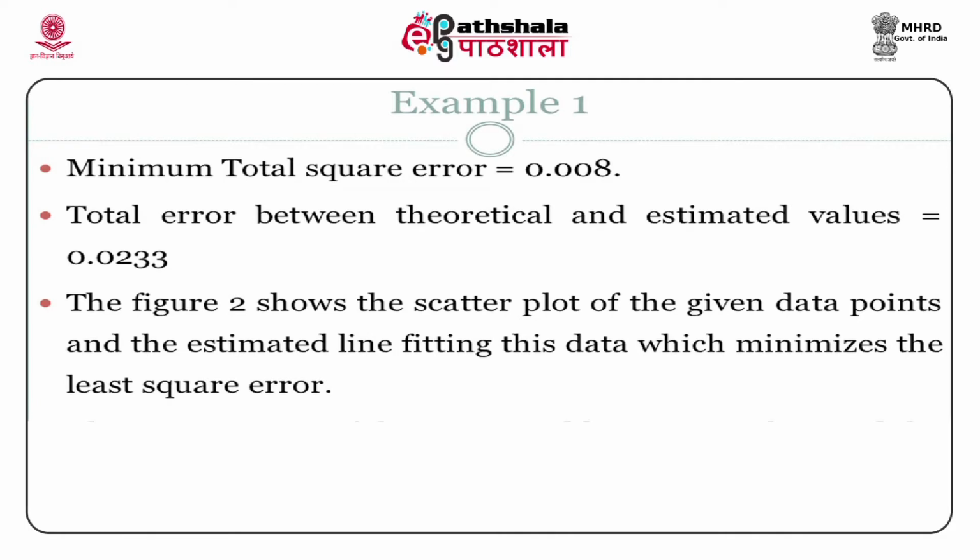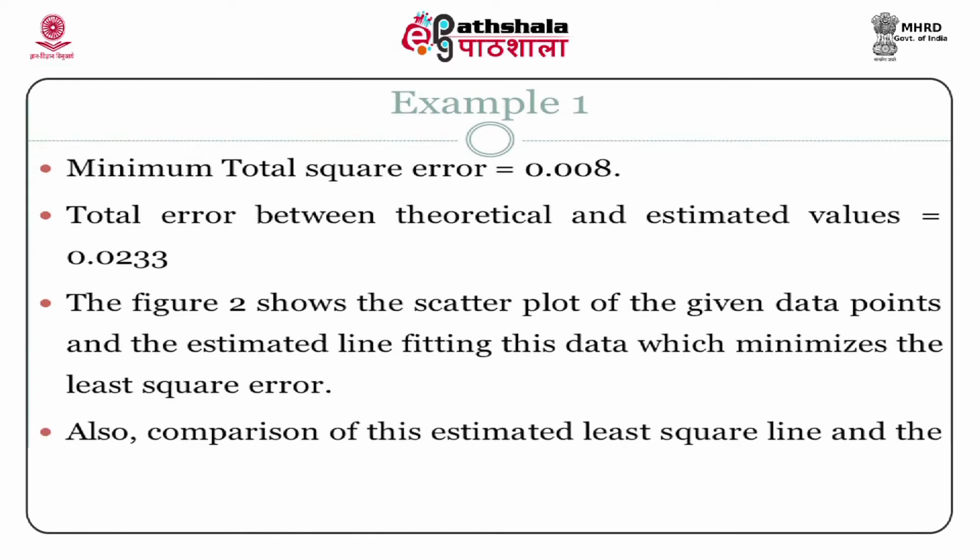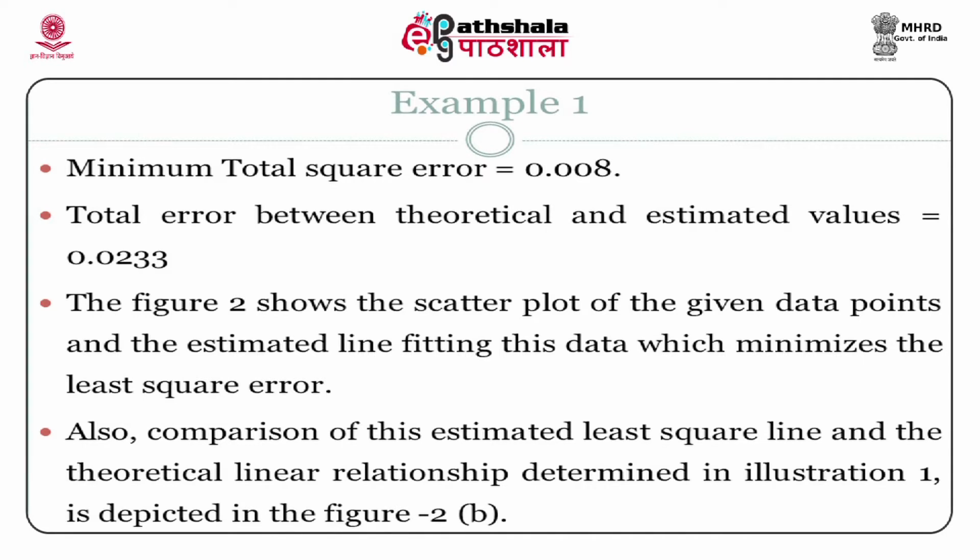Figure 2 shows the scatter plot of the given data points and the estimated line fitted to this data, which minimizes the least square error. Also, a comparison of this estimated least square line and the theoretical linear relationship determined in illustration 1 is depicted in figure 2b. So, we have got these figures which give me this.